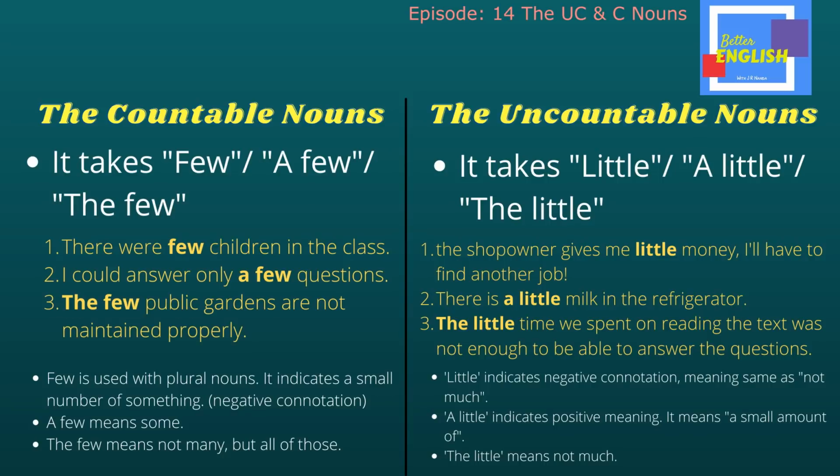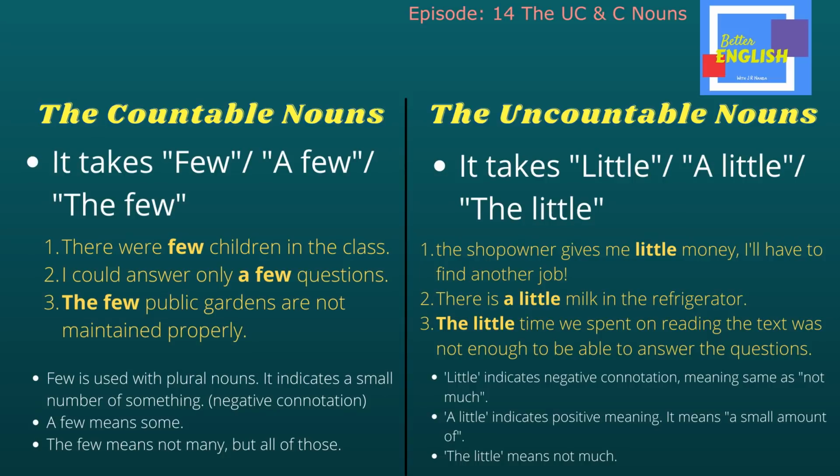Do you know the meaning of few, a few, the few? They are given below. Few is used with plural nouns. It indicates a small number of something, but usually it has a negative connotation. Look at the example once again. There were few children in the class. So the speaker is trying to say that there were almost no children in the class.